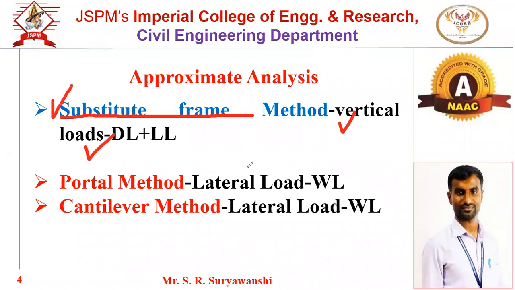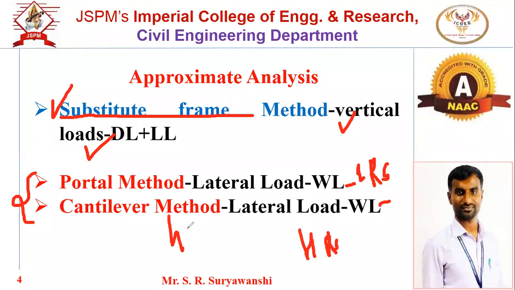Due to the lateral load or the horizontal load, there are two methods, the portal method and the cantilever method. Portal method is suitable for low rise structures, where height is less than its width. Cantilever method is for high rise structures, where height is greater than its width. So these are the basic differences between these three methods.